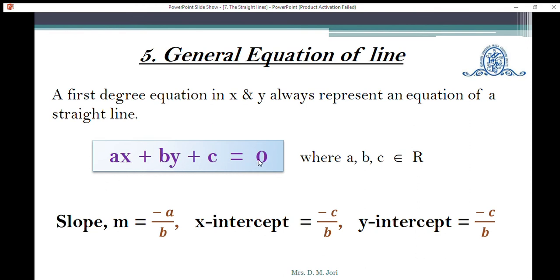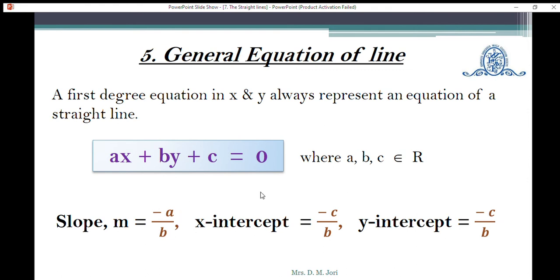Now in this equation, the slope m can be calculated by using the formula minus a upon b, coefficient of x upon coefficient of y. So if the line equation is given, we can find its slope by using the formula minus a upon b.